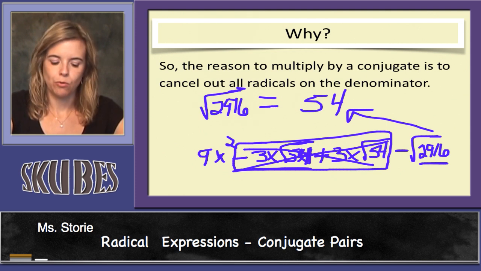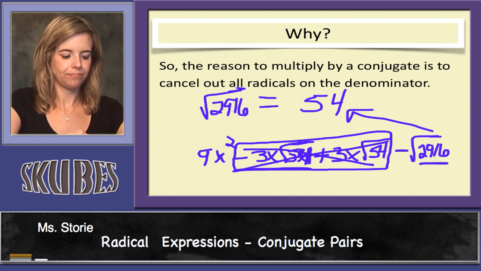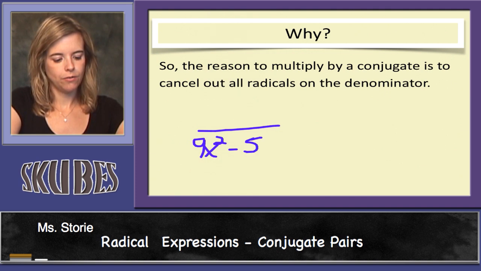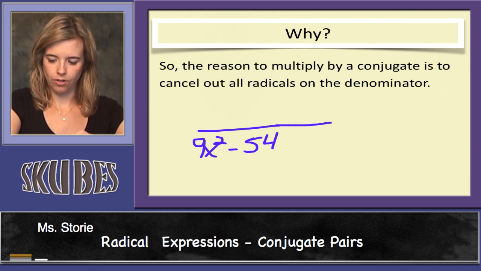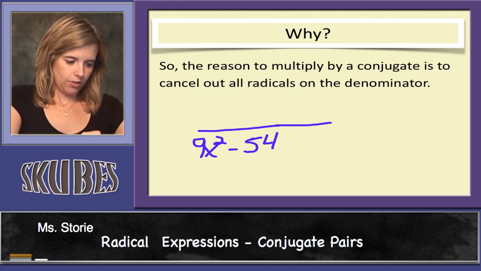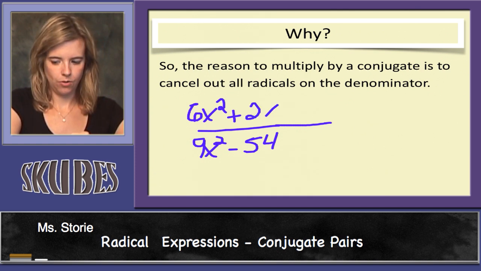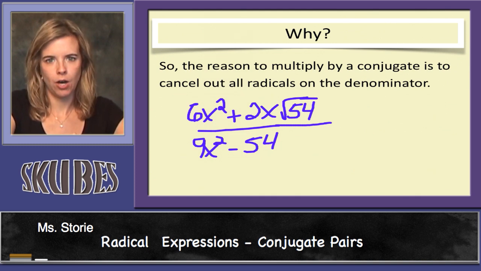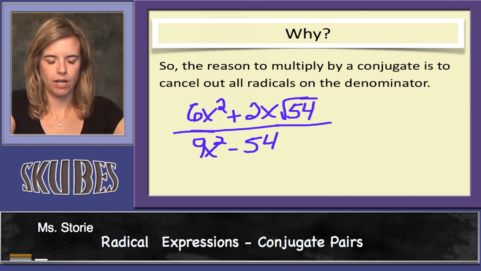So what we just did on the denominator was we got rid of all the radicals. And what we're left with on the denominator is 9x squared minus 54. Not bad. And on the numerator, you have a little bit more left over. You have the 6x squared plus 2x radical 54. Does it matter if you have a radical in the numerator? No. That doesn't make it rational or irrational. What makes something irrational is if the radical is on the bottom. Since we got rid of it, we now have a rational expression.